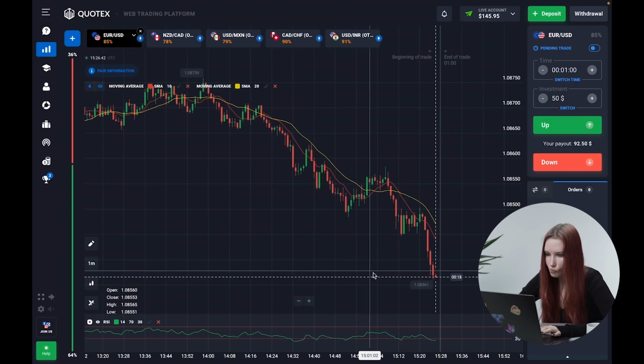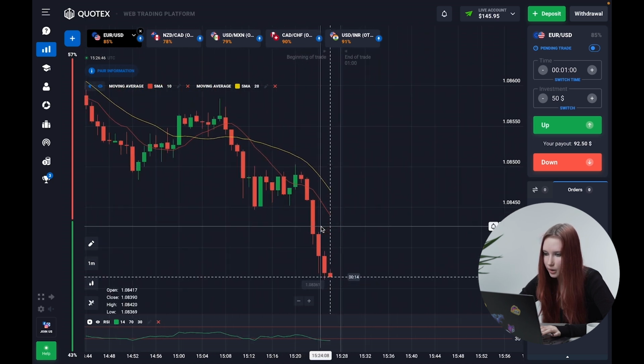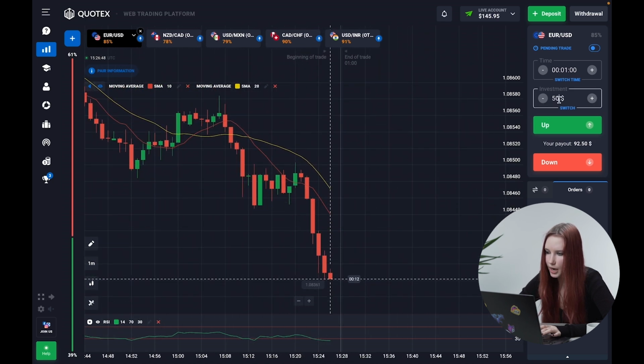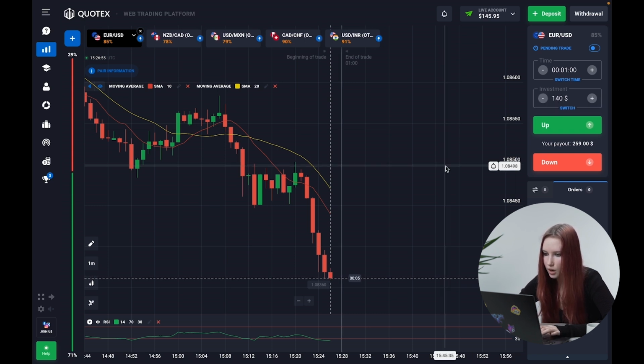So let's check the first currency pair. Let's see what's happening here. Lots of intersections, of course, because this is a clear downtrend. I also want to scalp my profit from here with $140. So from this point, up direction. Let's go.